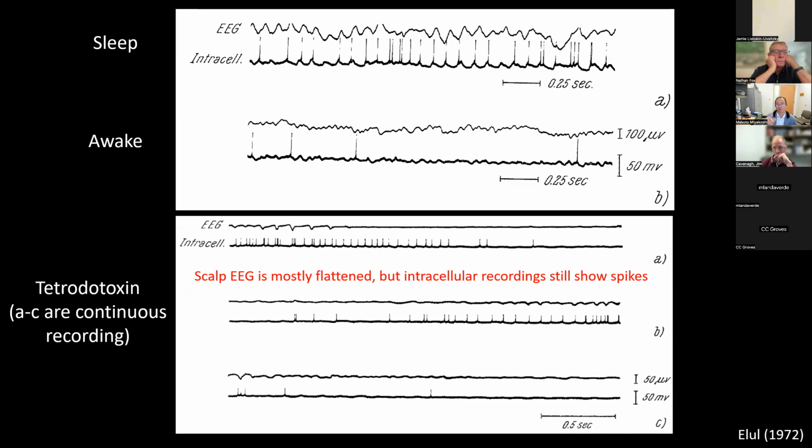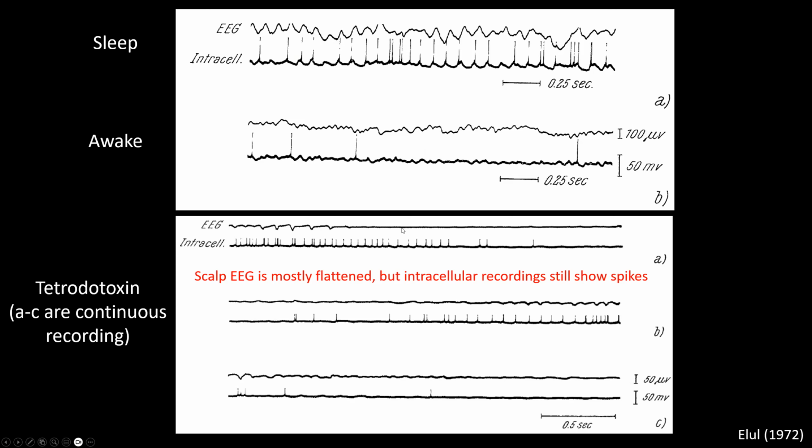And they studied the correlation between the intracellular spiking activities and the EEG. So in this case, EEG is the macroscopic recording, and intracellular means microscopic, right? And what they found, oh, by the way, this is a standard sleep and awake state without tetrodotoxin. This is after injecting the tetrodotoxin. What they found was that intracellular activities were not silenced very much, but EEG activities were very well silenced.